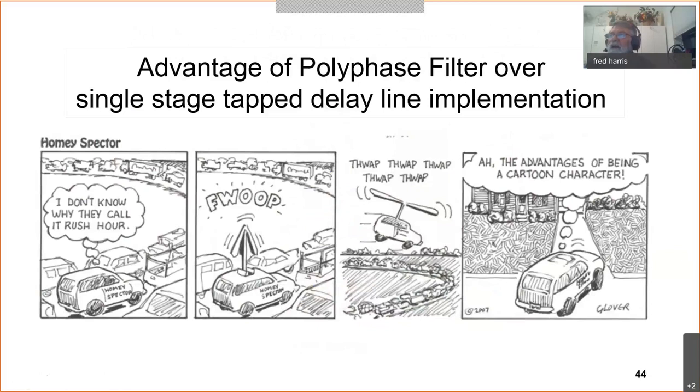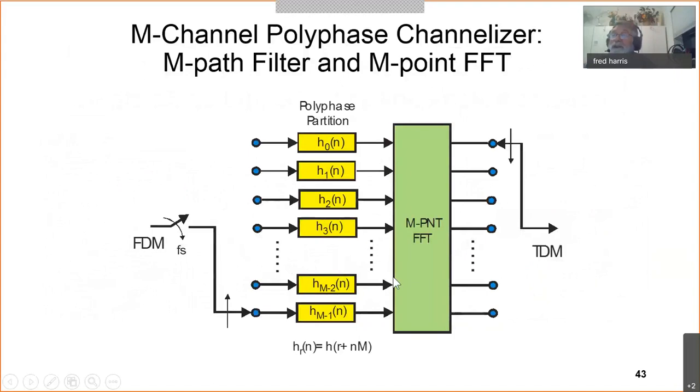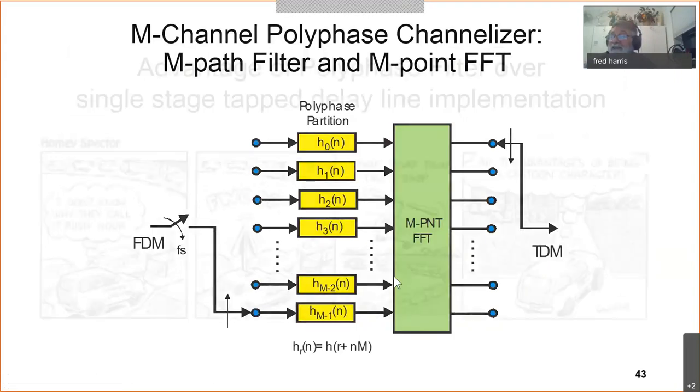Incidentally, why would you want a polyphase filter? There must be some advantage. And I found a cartoon about things which have advantage. If you're a cartoon character, you have an advantage. You can do things that the other cars can't do. And that's what happens here. In a polyphase filter, you can do things that the other guys can't do.